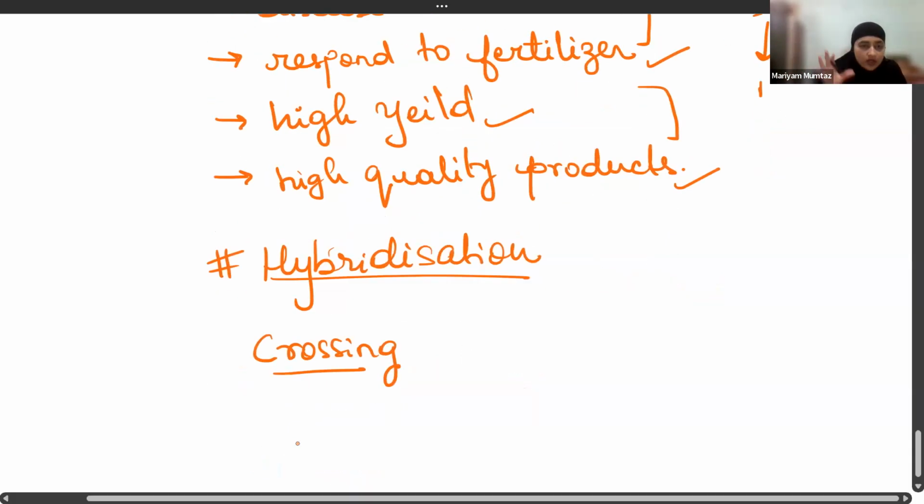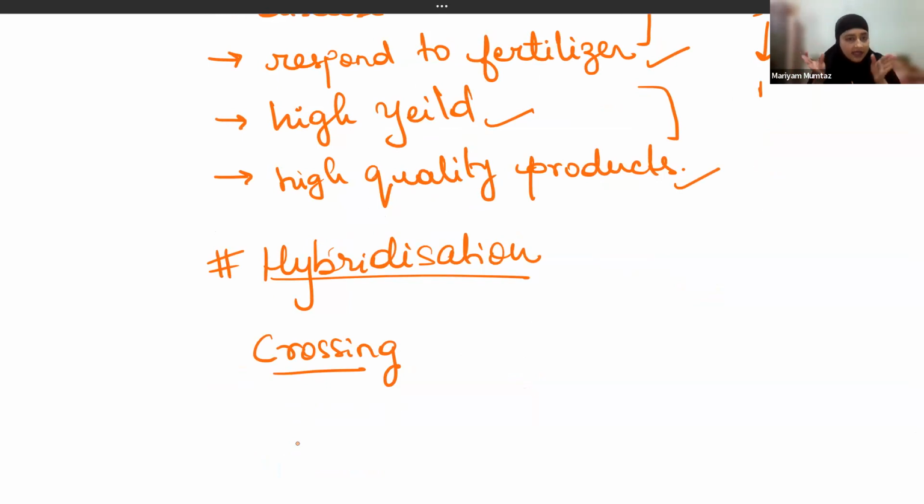So this process where we are taking two different plants with superior qualities and making them reproduce together is known as crossing. Okay? This process is known as crossing. Is it clear? Yes.